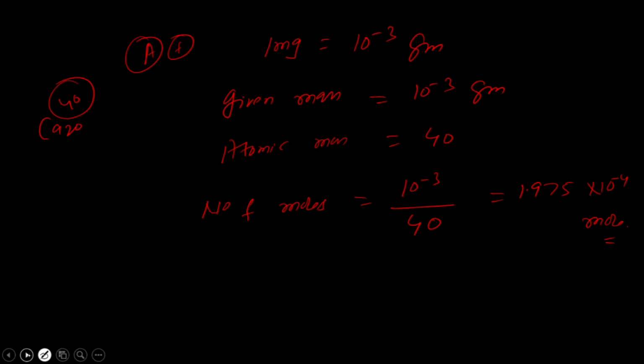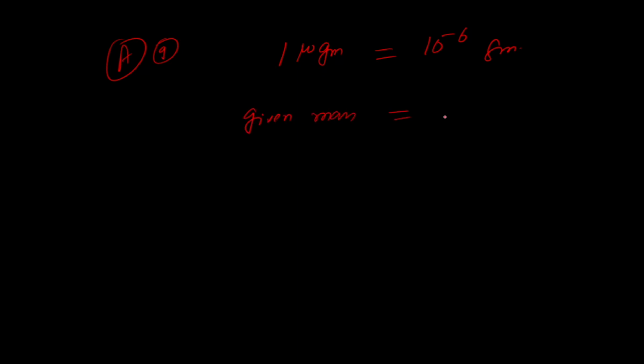Now we'll move to the next question. The next question is 65 microgram of carbon. So 1 microgram is what? First you have to find out 1 microgram. So 1 microgram is equal to 10 power minus 6 gram. So the given mass is 65 into 10 power minus 6 gram.